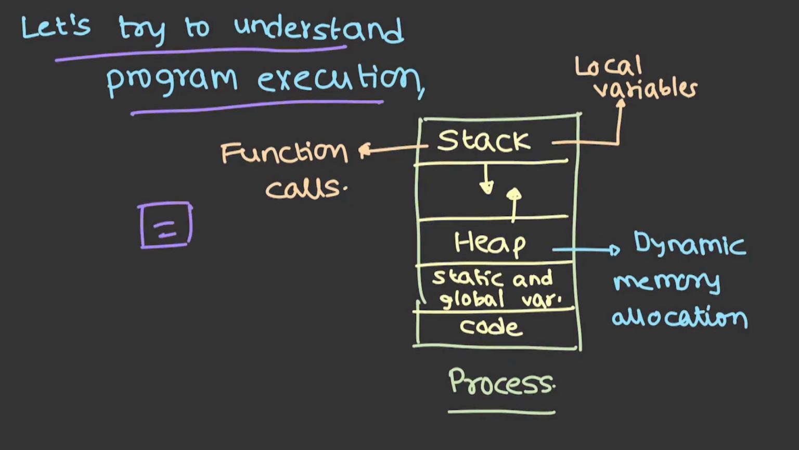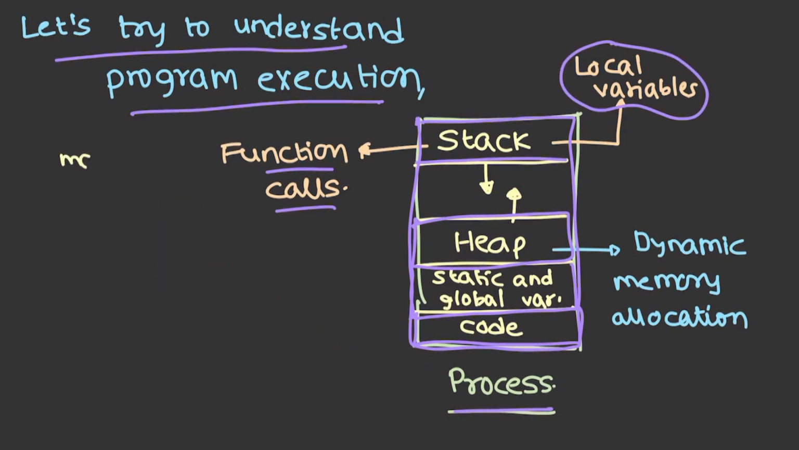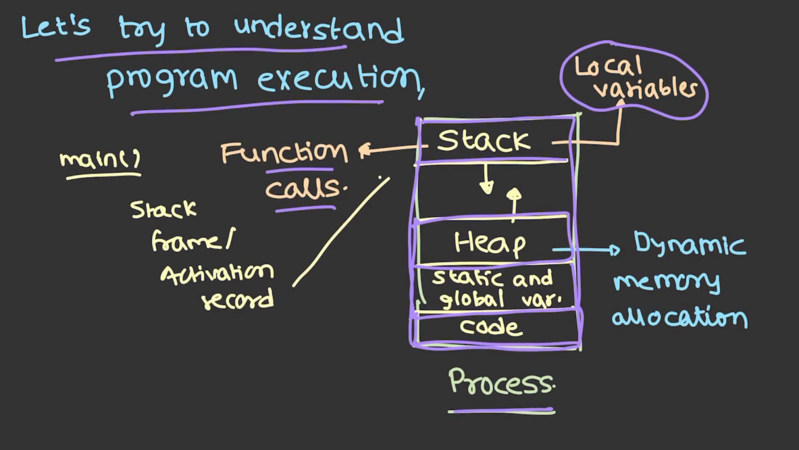Suppose you have written a program, and the program in execution has to be converted into a process. A process is generally divided into these areas. It has a stack section, a heap section, a section for static and global variables, and a code section separately. The stack section handles the function calls and also stores the local variables. Whenever a main function is called, a stack frame or activation record is pushed onto the stack, and all the local variables with respect to that function are also stored in this area.